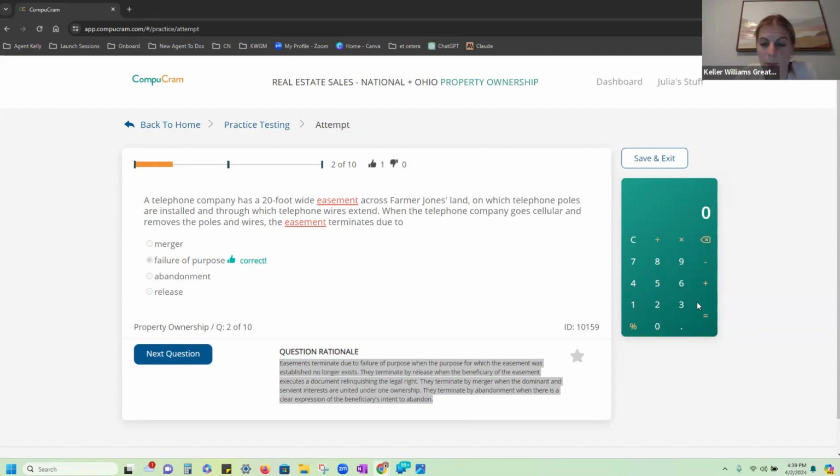So failure of purpose, there's no easement needed, and failure of purpose would then terminate an easement. Whereas a merger, abandonment, and release do not fall under an easement category.